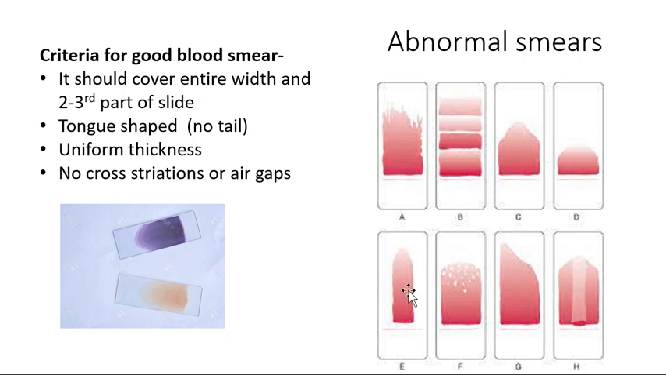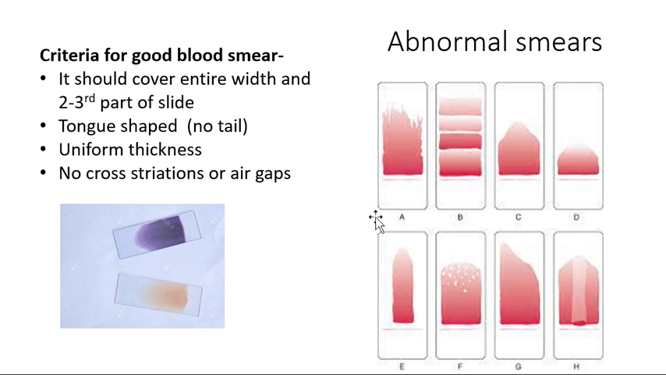Here also the same thing. Here also this is only tail part, so width is not covered. You haven't allowed the drop of blood to actually spread along the width. Okay, here you can see there are air gaps. Here you can see it's not uniform. Here again you have more pressure at center. Okay, so these are some abnormal smears.